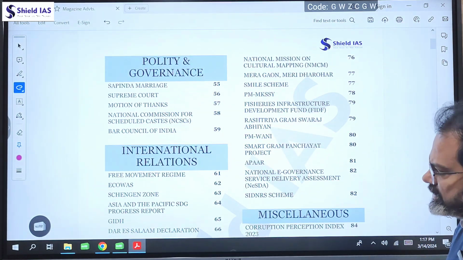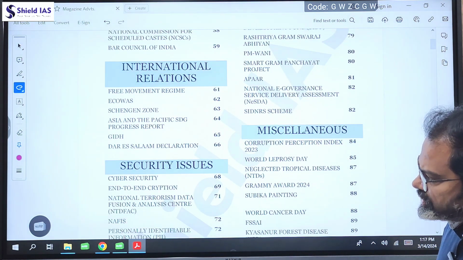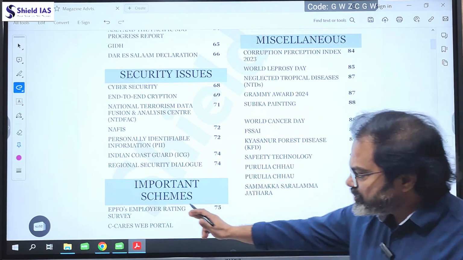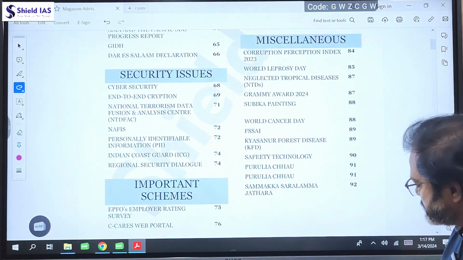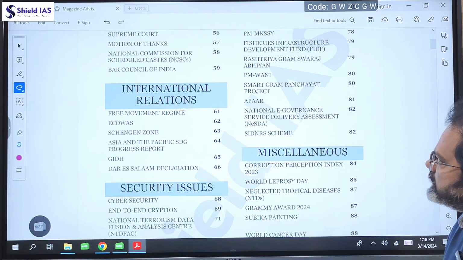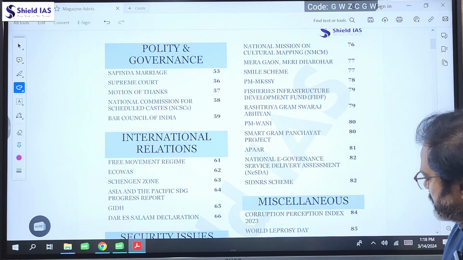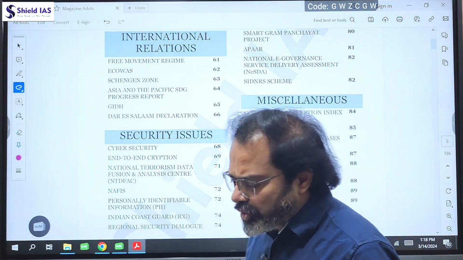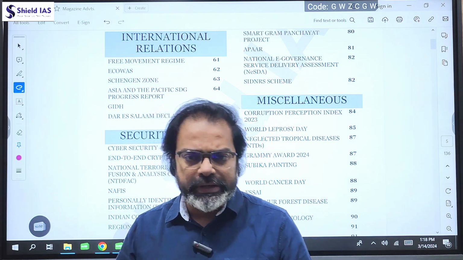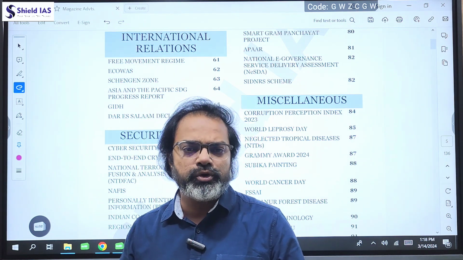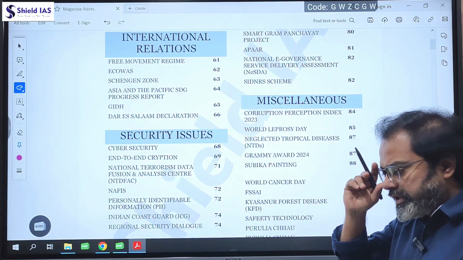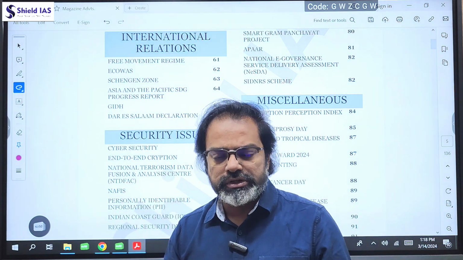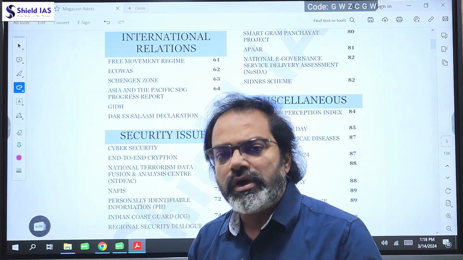Then comes international, then security issues, again impacted by current affairs. Important schemes are given in a separate heading, important schemes of the month. And then also the miscellaneous. Miscellaneous includes various things, for example the organizations in news, certain reports, certain health issues, or certain cultural issues coming into the picture. All these are placed in the miscellaneous. So when you go across, you get huge, relevant information regarding both the prelims aspect and the mains aspect.